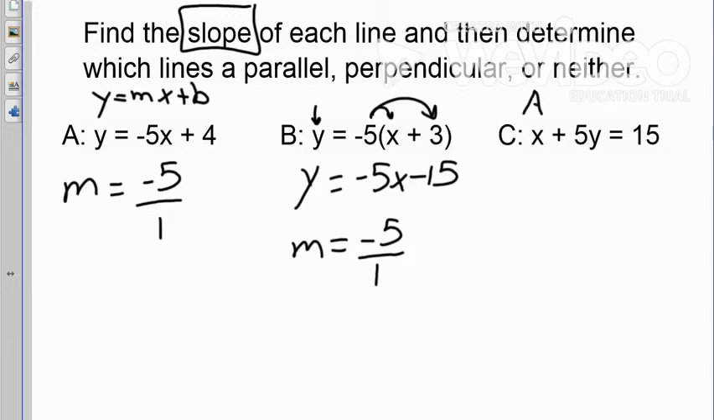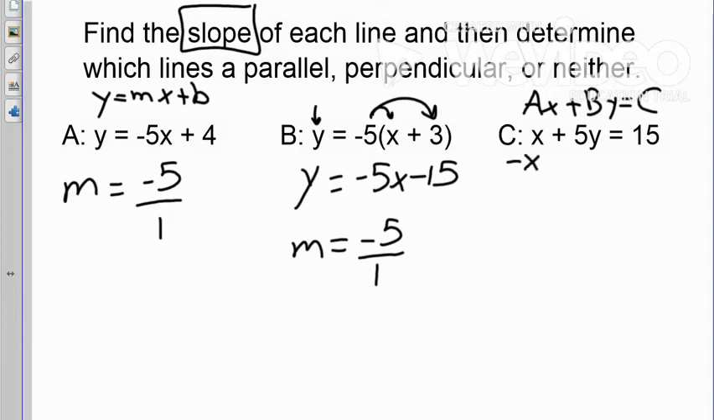Now this one, equation C, is in standard form. Okay, now what we're going to have to do is, if you guys remember, we're going to have to solve this for slope-intercept form, because we can't actually identify what the slope is right now without actually looking at the equation in slope-intercept form or point-slope form, because standard form does not tell us the slope.